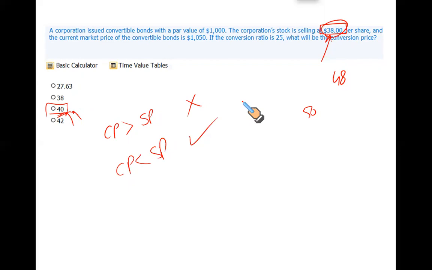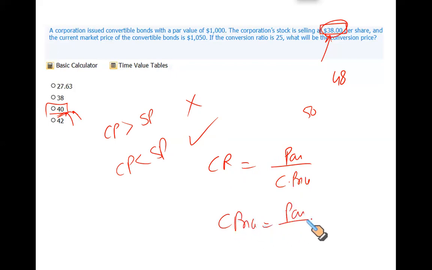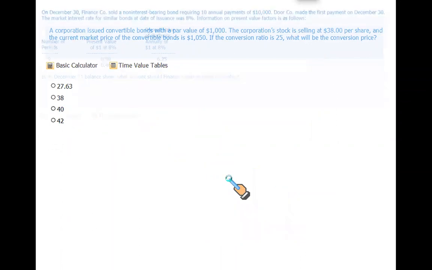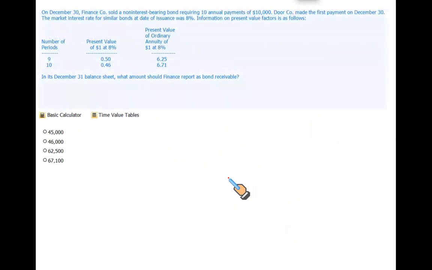And as I said, the conversion of the bonds into common stock, not always, but sometimes it is in the hands of the holder. He may decide to convert. This formula, conversion ratio is equal to the bond's par divided by the conversion price. And conversion price basically is equal to par upon the conversion ratio. So this is how you calculate conversion price, this formula. So I've noted. Should I move on? Okay. Okay, next question.